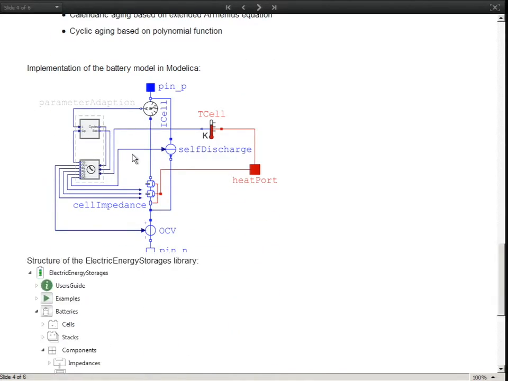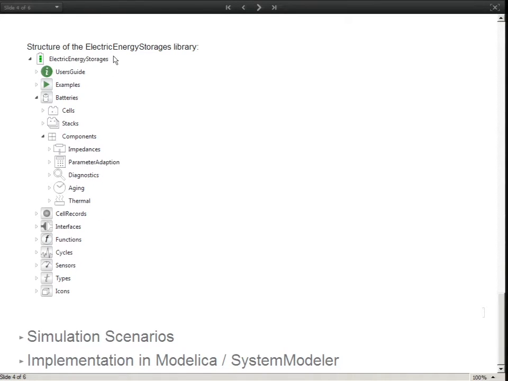And here we see the structure of the electric energy storages library. So basically, the main package is the batteries package, which consists of the cells, the stacks, and the components of which the cells and stacks are composed. So to enable the user to build his own models out of our components. And we see here the impedances, parameter adaptation models, diagnostics, the aging block, and the thermal models.